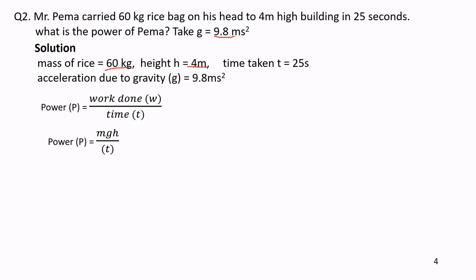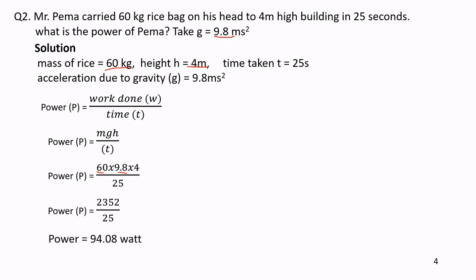Now work done, W, is given by mgh, where time is the same. On substituting values, m is 60 kg, acceleration due to gravity g is 9.8 meter per second square, and the height of displacement is 4 meter, divided by time taken, 25 seconds. On calculation we get 2352 divided by 25, and that gives us the power as 94.08 watt. So that is the power developed by Pema while carrying the bag of rice up 4 meter high.